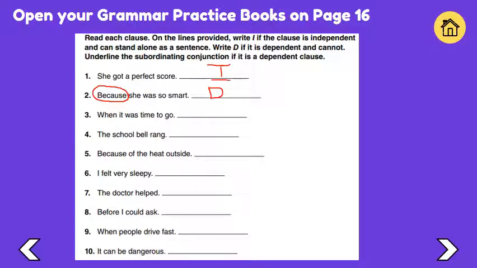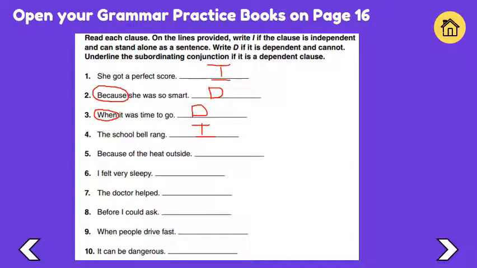Number 3, when it was time to go. It's obvious, it's a dependent clause. It doesn't give a complete idea, and there is a subordinating conjunction, when. Number 4, the school bell rang. Complete idea, subject, a verb. There is no subordinating conjunction, then it is an independent clause.